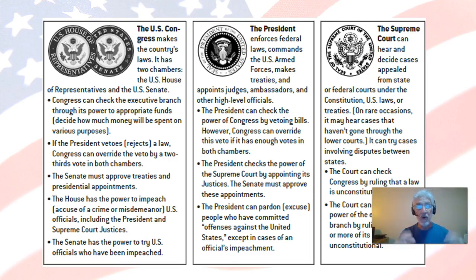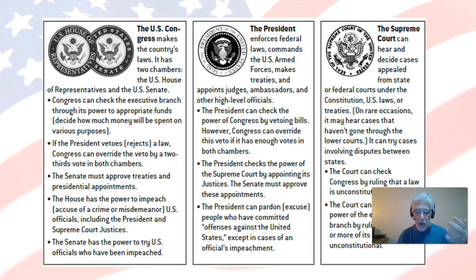And so that's an example of the way everybody checks one another. The president enforces federal laws and is in control of the army, is the one who can negotiate treaties, appoint judges, ambassadors, and other high officials, right? The president can check Congress by vetoing bills, but again, Congress can override the veto. The president can check the power of the courts because the president has the ability to nominate somebody to the Supreme Court, but they have to be approved by the Senate. And this is true not just of the Supreme Court, but also of all federal courts.